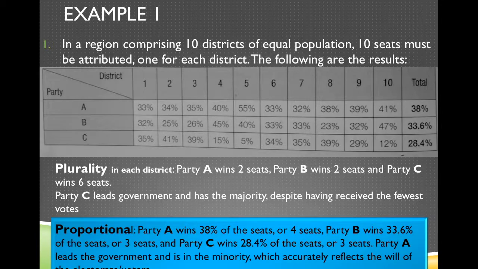If we talk about proportional, party A would win 38% of the seats because we're looking at the total now, and 38% of this whole of 10 is 4. B would win 3 seats, and C would actually win 3 seats. So party A would lead the government and is in the minority, which most likely represents the voters, right? Because in this case, A got 38%. Not the majority, but did get the most votes, so it makes sense that it wins most of the seats.